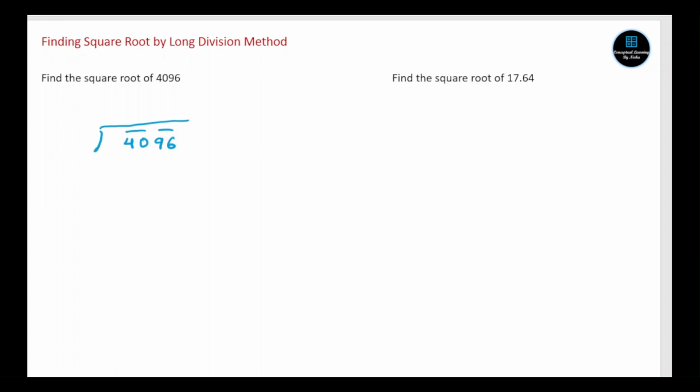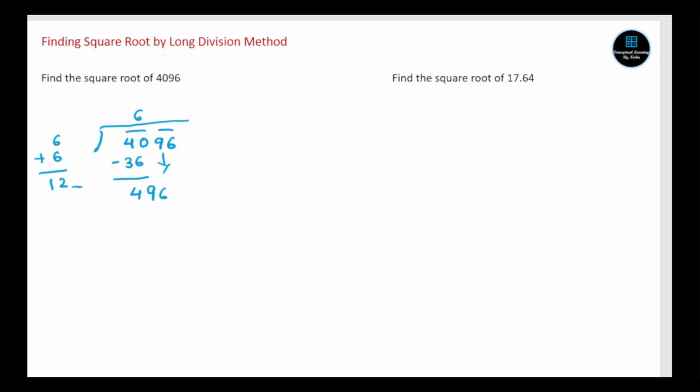Now I have to think about a square number which is 40 or less than 40. So I know that 6 squared is 36. So I'll just write 6 squared, 36. Now I have to subtract and I'll get 4 here. Now before I do anything, I have to add this same number to this, which I am multiplying. So 6 plus 6 is 12. And now bring down 96 here.